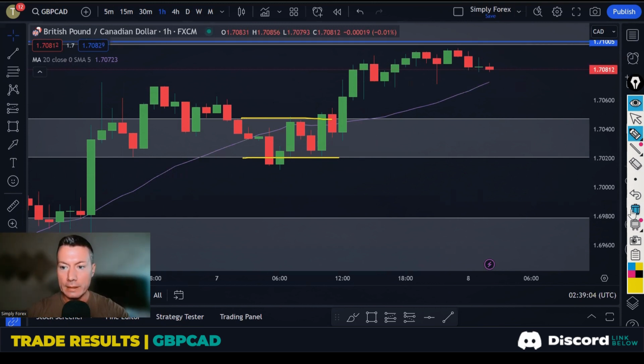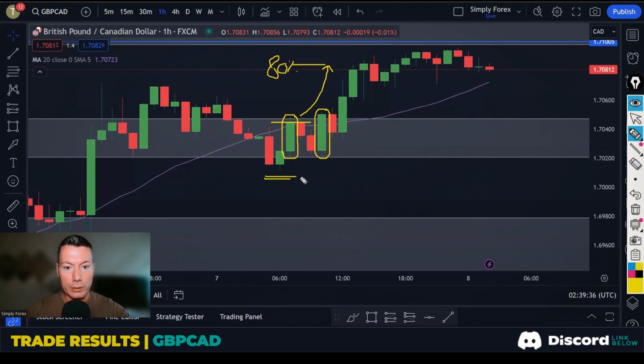Once it retraces into this gray zone, I'm just looking for a candle that tells me buyers are in control. So you had a couple of attempts, really. I got in on this candle, but this candle is just as good. I actually entered here and put my stop below here. Once I got to 1:1 around here, I closed 80% of my trade. So no matter what happens now, guys, I am nicely in profit on this trade.